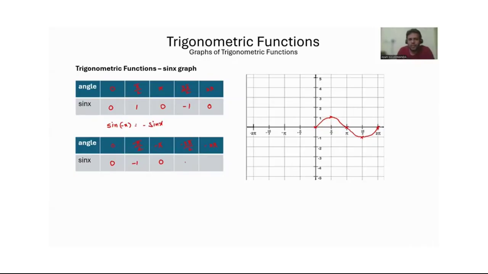And then minus 3 pi by 2 is 1, and then 0. So let's draw this. At 0, it is 0, okay? At minus pi by 2, it is -1, right? And at minus pi, it is 0. And at minus 3 pi by 2, it is 1, guys. And then at minus 2 pi, it is again 0. So if I combine this, it will come like this, guys.